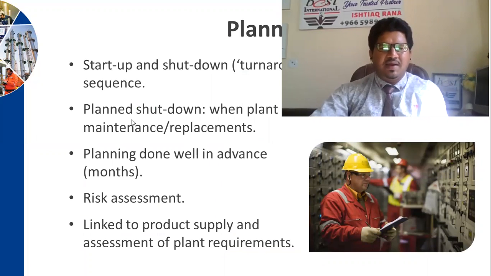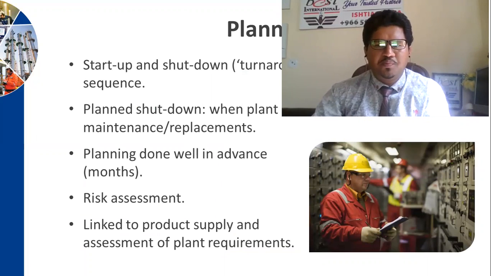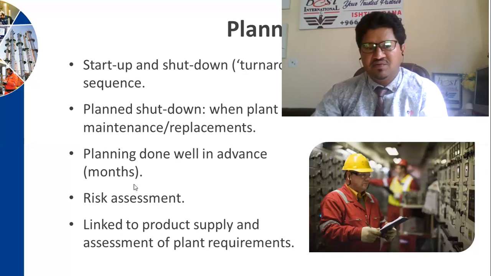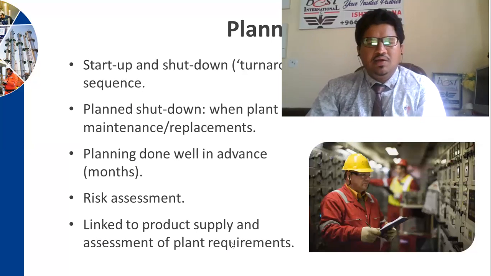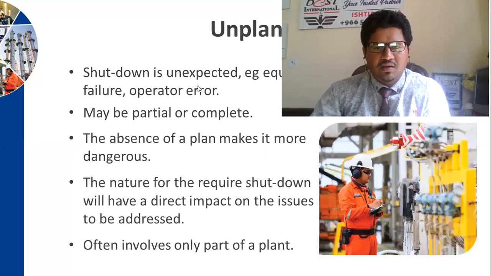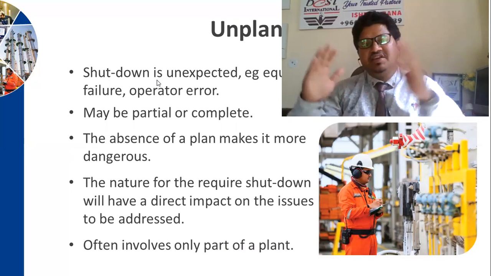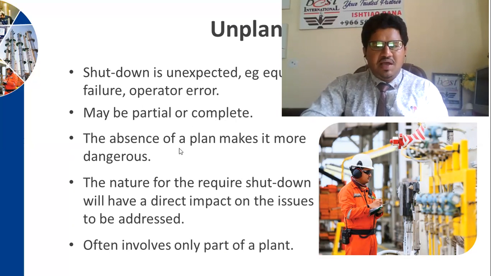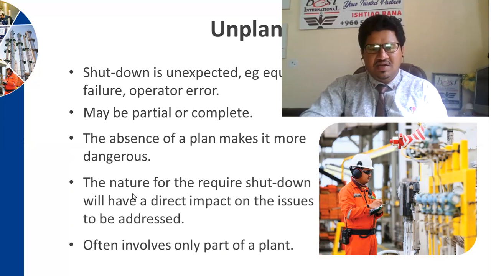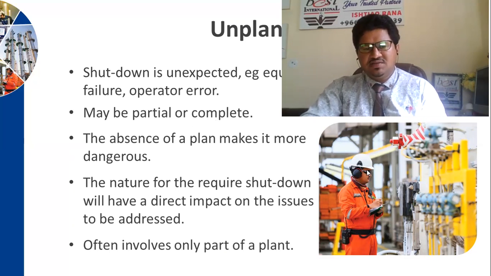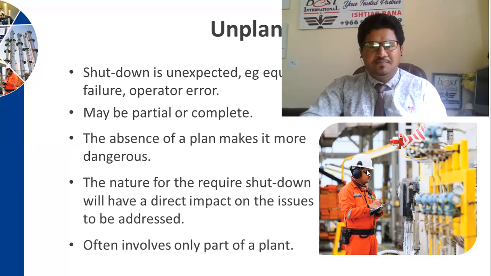Let's discuss planned startup and shutdown, like a turnaround, which follows a predetermined sequence. Planned shutdown is when the plant is closed for periodic maintenance and replacements, with planning done well in advance, even months. Risk assessment must be there, linked to product supply and an assessment of plant requirements. Unplanned shutdown is unexpected: equipment malfunction, power failure, operator error could be there, and it may be partial or complete. The absence of a plan makes it more dangerous. The nature of the required shutdown will have a direct impact on the issues to be addressed, and often involves only part of the plant.